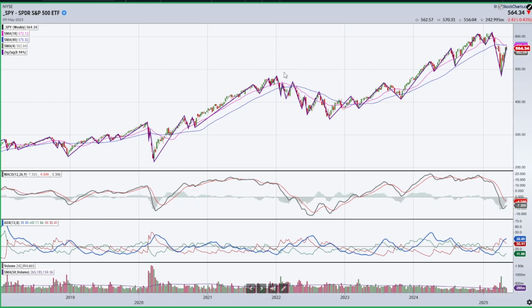So anyway, I hope this really helps you understand the difference between a full-fledged reversal and just an ABC correction. Let me know if you have any questions.